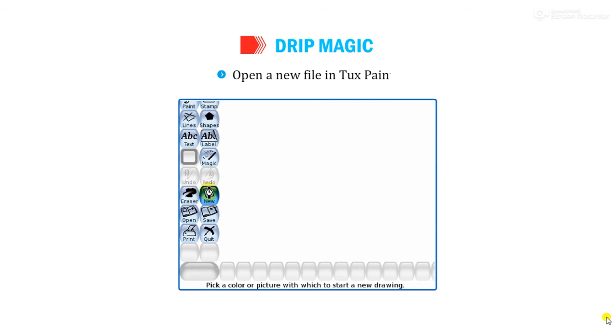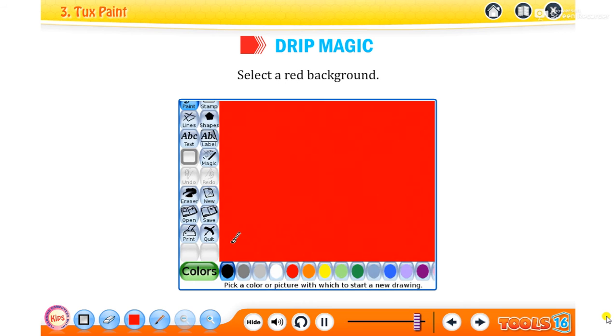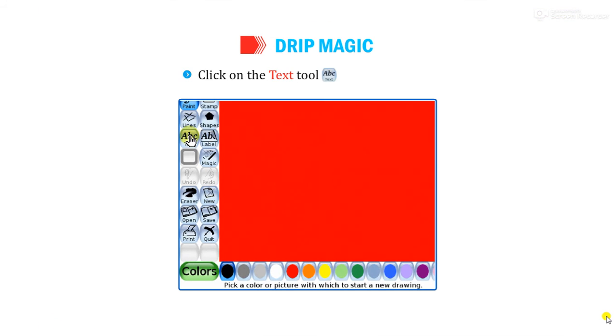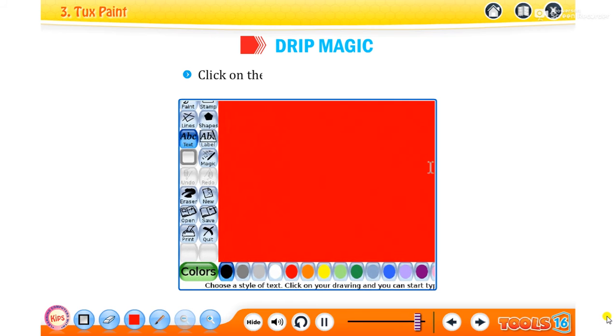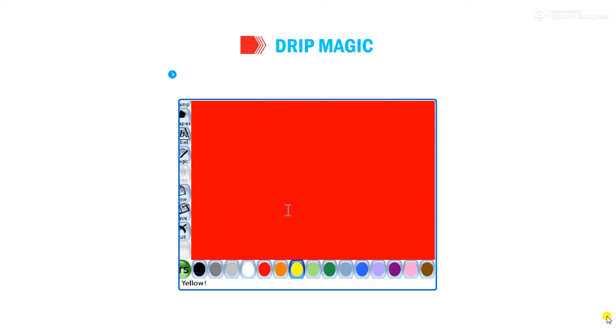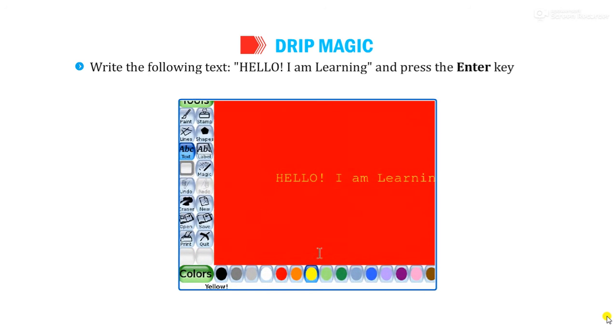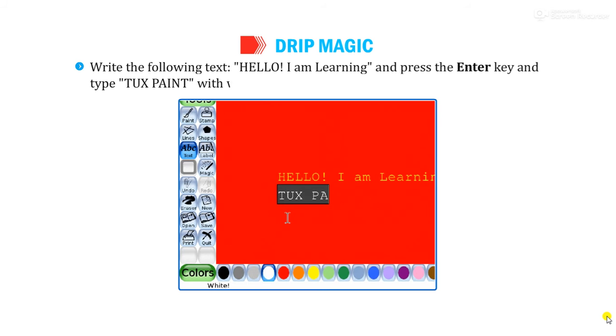Open a new file in TuxPaint. Select a red background. Click on the Text tool in the Tools bar. Select the font style from the letters. Choose yellow color from the colors palette. Write the following text: "Hello, I am learning," and press the Enter key. And type TuxPaint with white color.